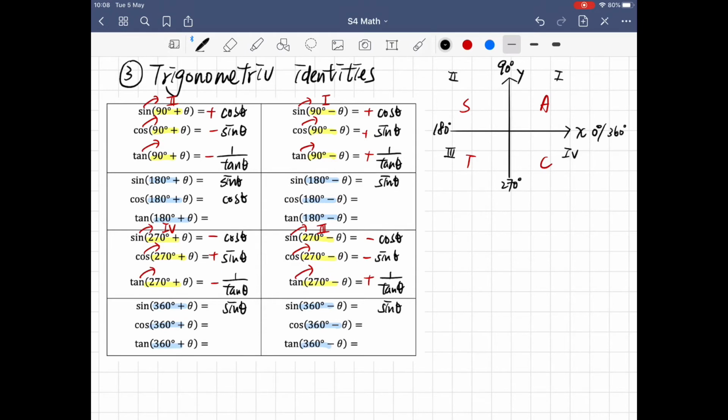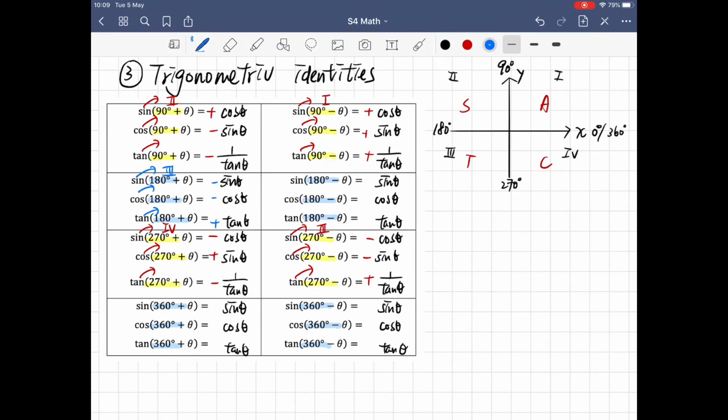So similarly for cosine and tangent, okay. So again, for the next step, we have to consider where is the angle. So for 180 degree plus theta, it will go to quadrant 3. Okay, so in quadrant 3, only tangent is positive, while the sine and cosine are negative.